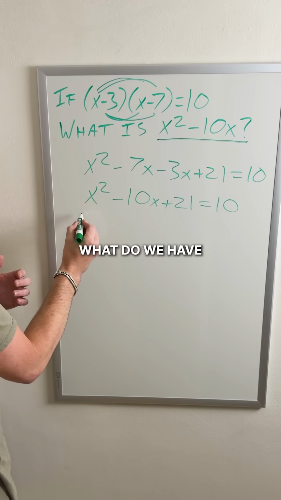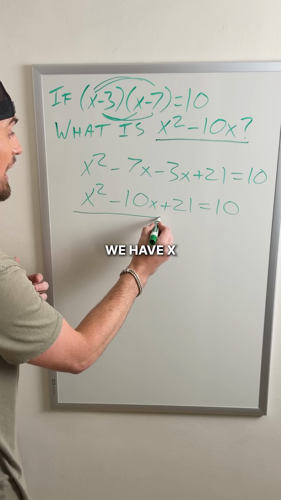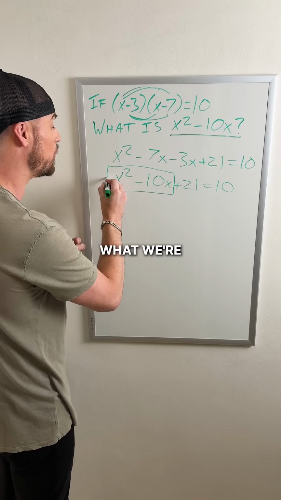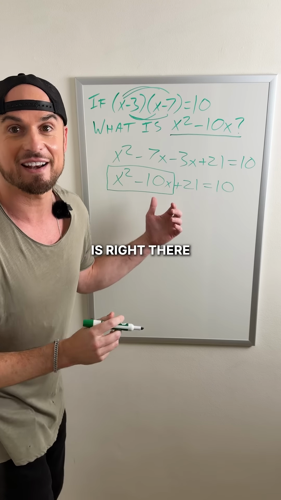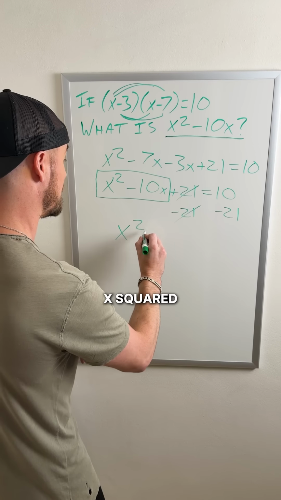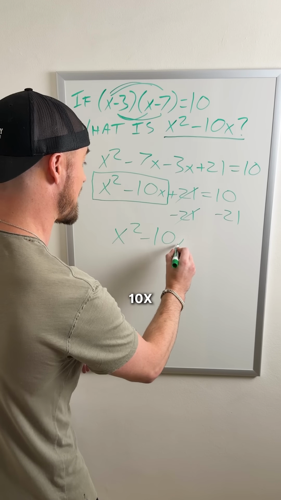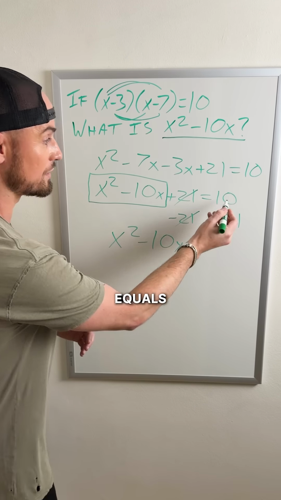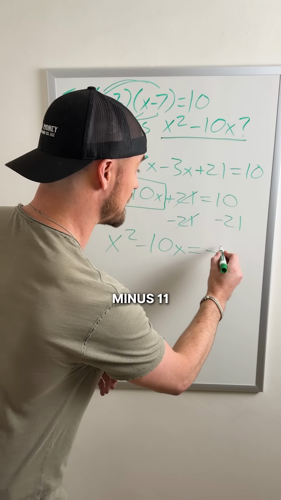And what do we have right here? We have x squared minus 10x. What we're solving for is right there. x squared minus 10x equals 10 minus 21, which is minus 11.